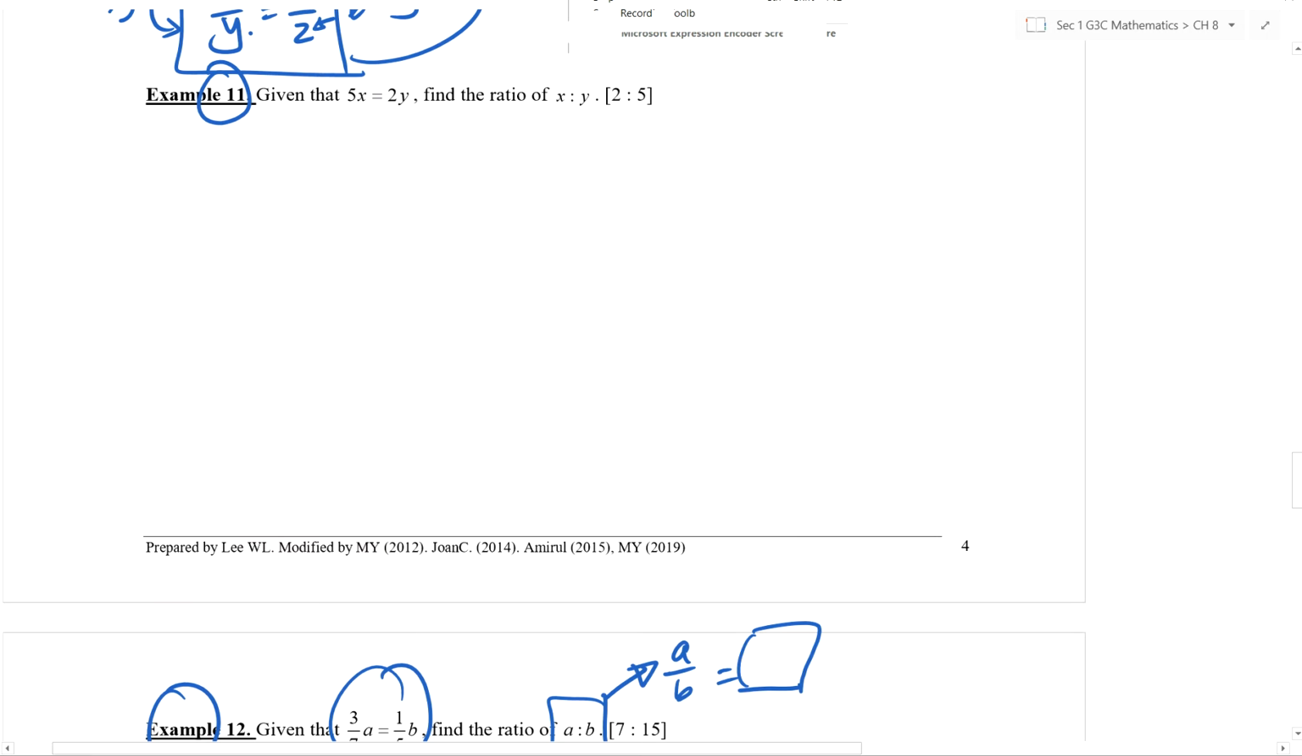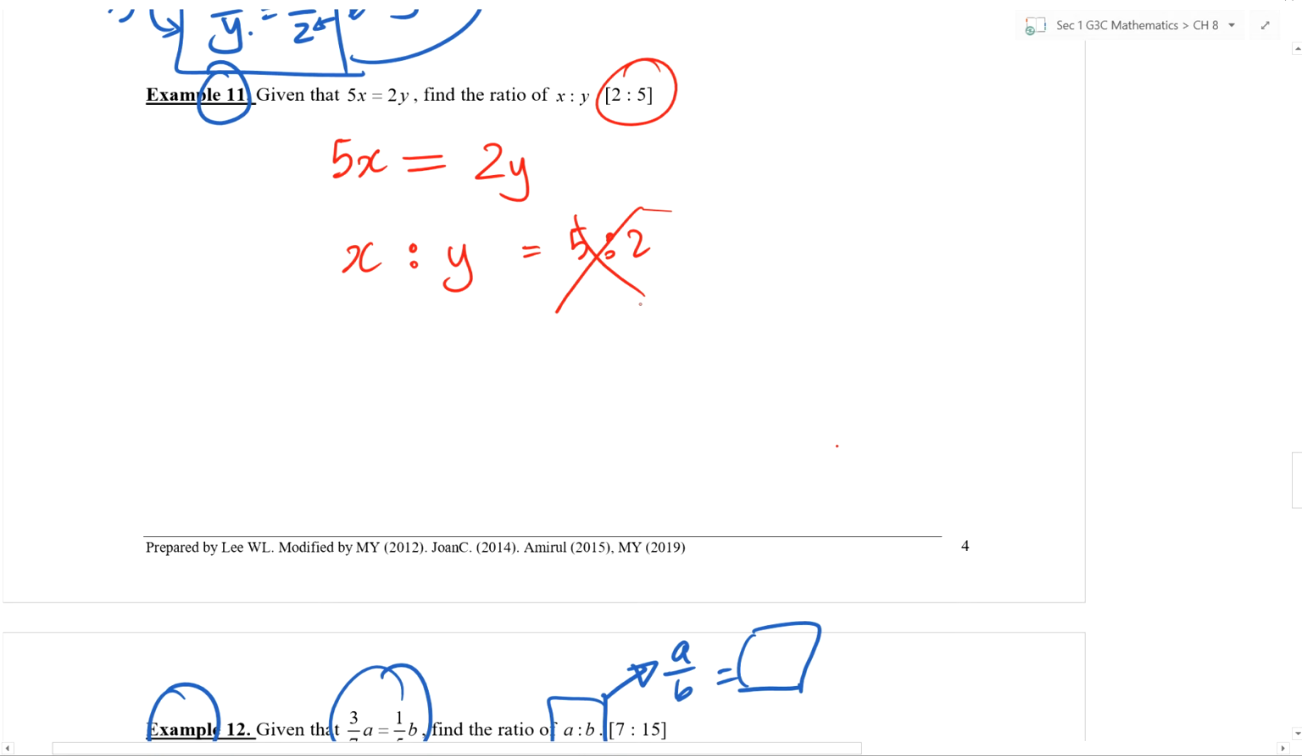5x equals to 2y. So x to y is equal to 5:2. Is that correct? Is it correct? Are you tempted to write this? Because I am when I was a student. Very tempted to write this. 5x is the same as 2y. So x to y must be 5:2. Unfortunately, this is wrong.